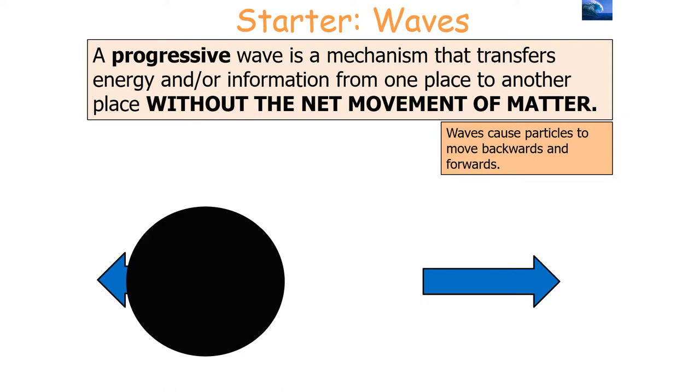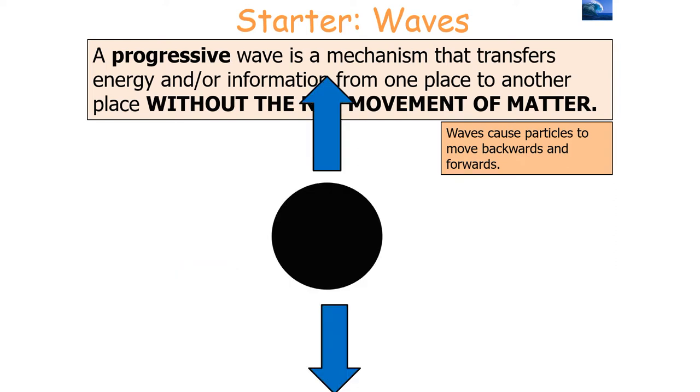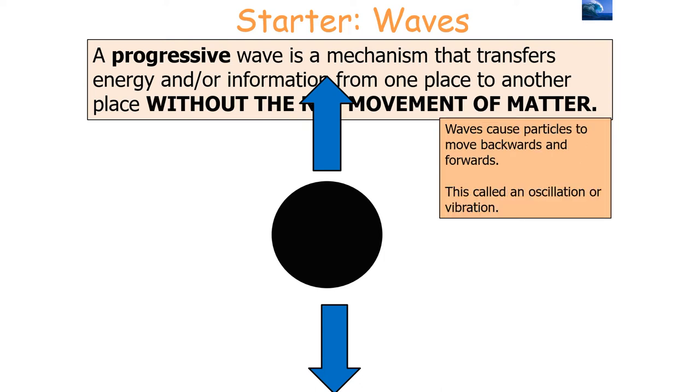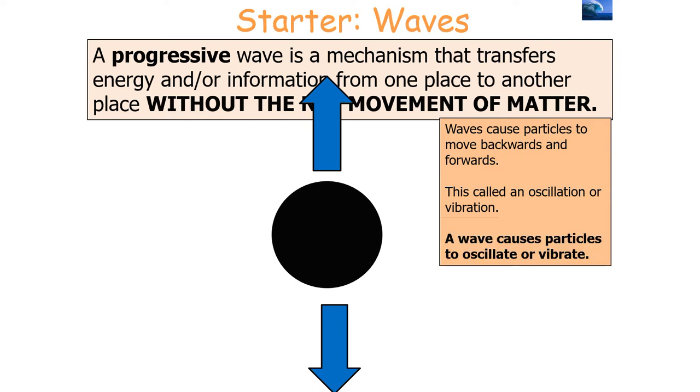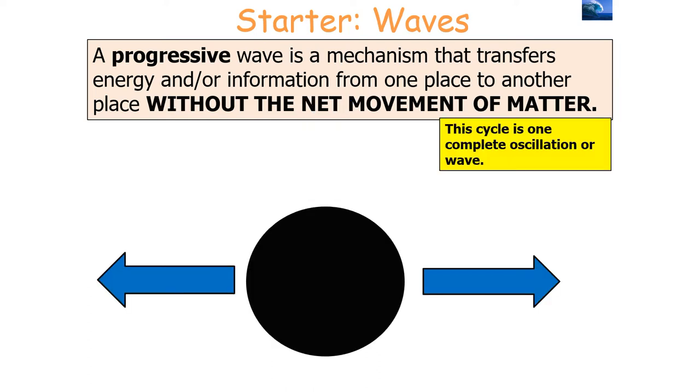So instead, the wave causes the particles of your material to move backwards and forwards, as shown in this particular situation. And it could be in different orientations as well, as shown here. Now, we call this movement of backwards and forwards an oscillation or a vibration. So it is okay to say that a wave causes particles to oscillate or vibrate. Now, one complete wave or oscillation is when the particles move one way, then the other, and go back to where they start. So this is a cycle which shows one complete oscillation of a wave.